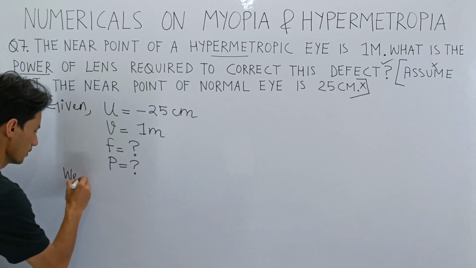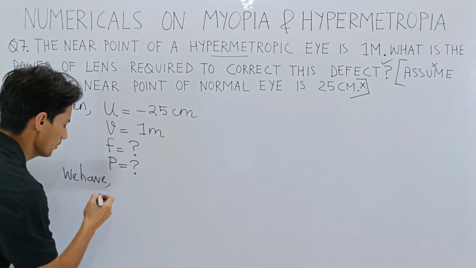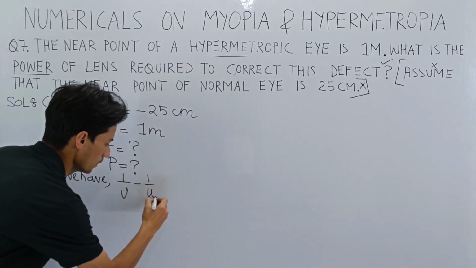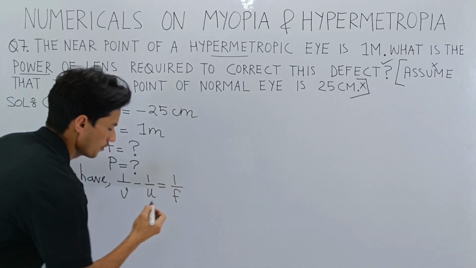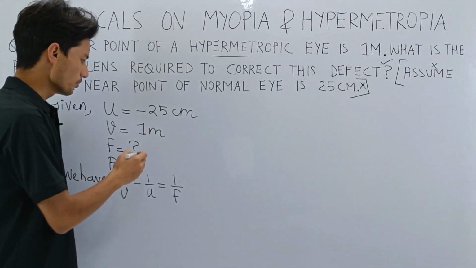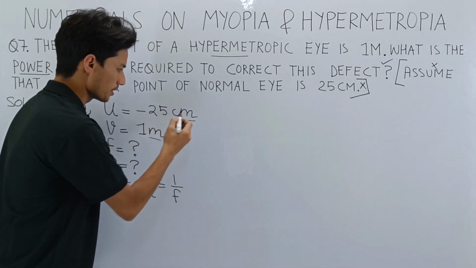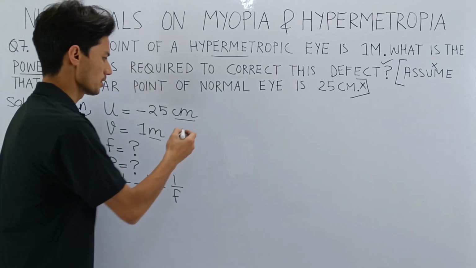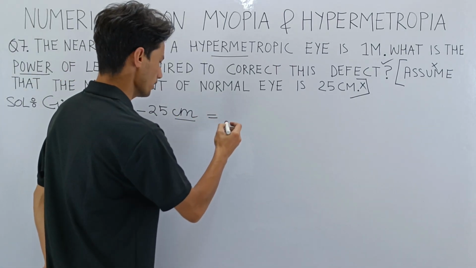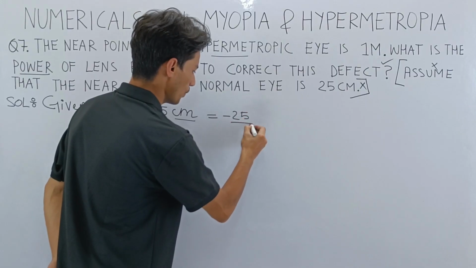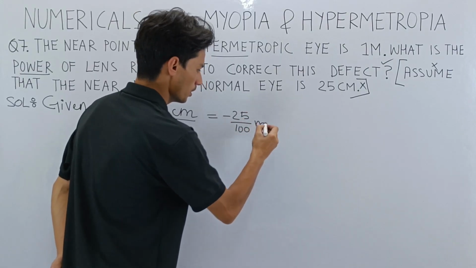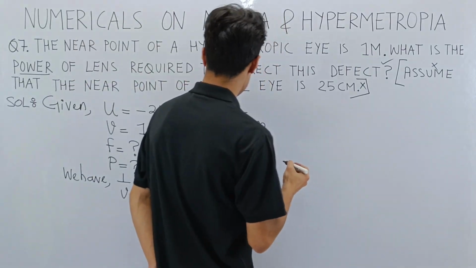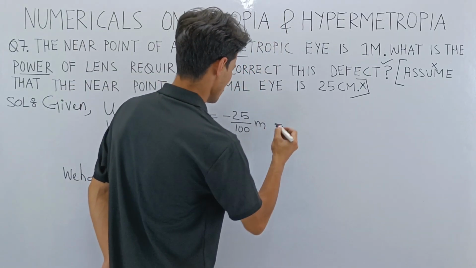We have the lens formula, which is 1 by v minus 1 by u is equal to 1 by f. Before we proceed, see, the units are not the same. This is in meter, this is in centimeter. So let us make the units the same. Let us convert centimeter to meter. To convert centimeter to meter, it will be division by 100. After all, 1 meter is equal to 100 centimeter, or 100 centimeter makes 1 meter. So this will be how much?